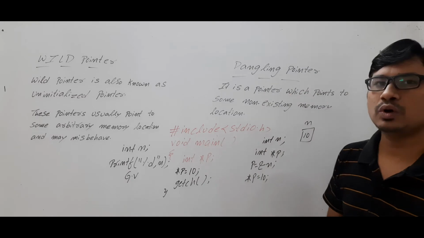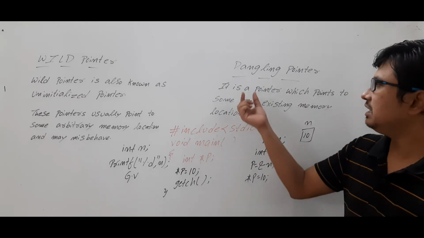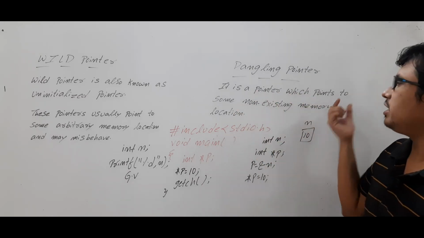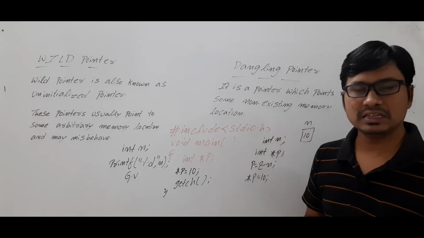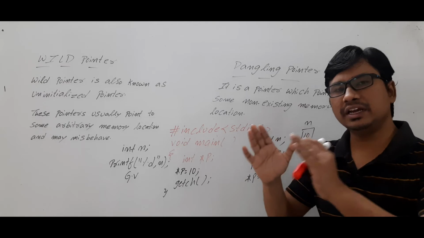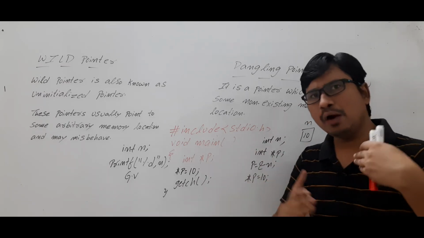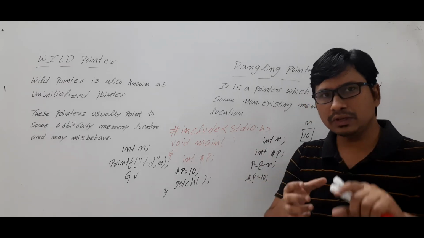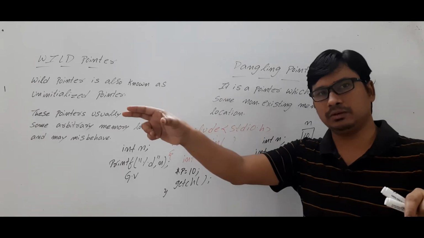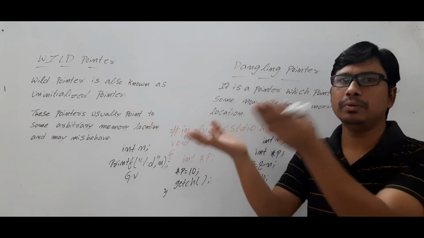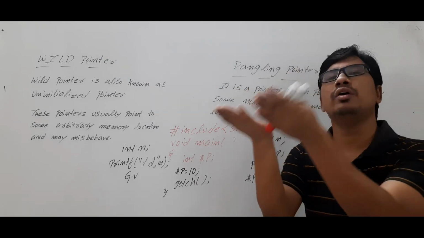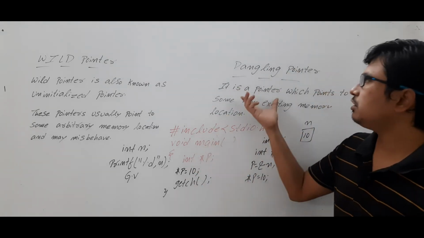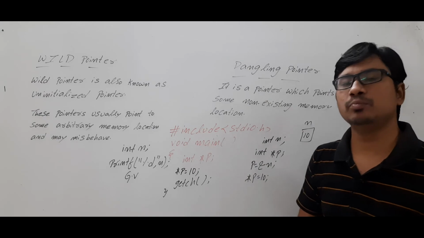Now let me discuss what is a dangling pointer. It is a pointer which points to some non-existing memory location. Is it clear? You have created memory dynamically. You have released that memory. Now the pointer which was pointing to that memory is pointing to non-existing memory. That kind of pointer we will call a dangling pointer.